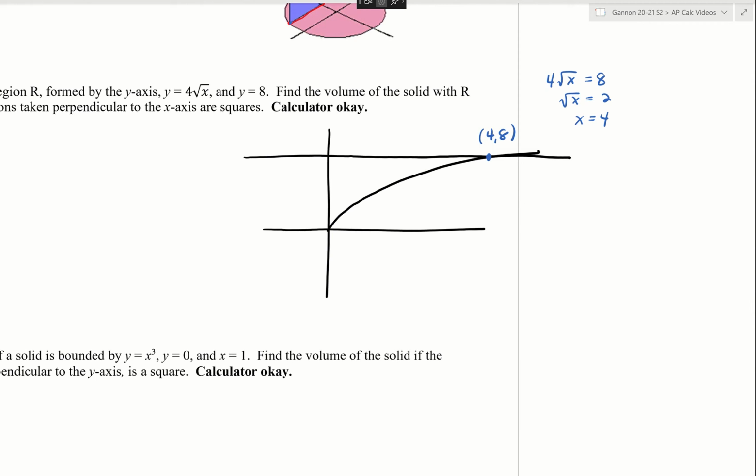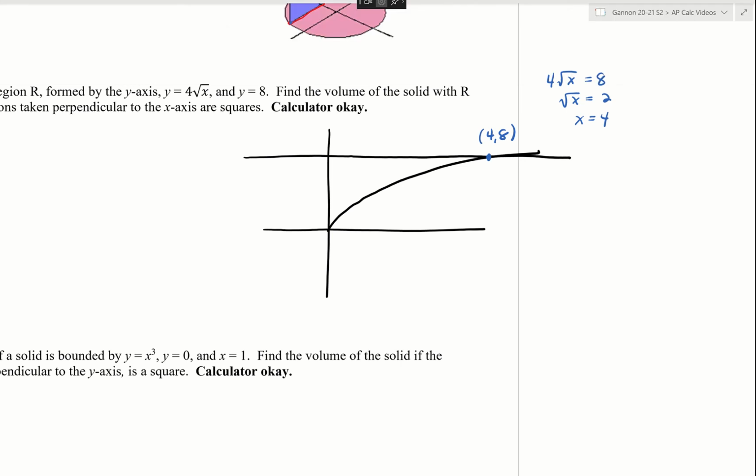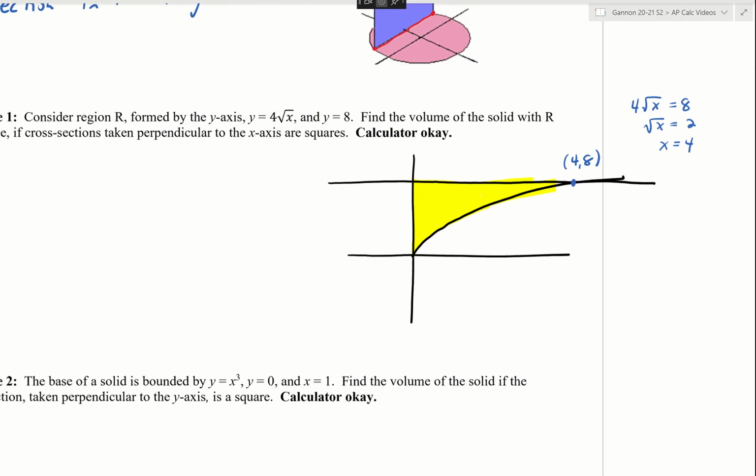Now, it did say that the region was bounded by the y-axis as well. So the shaded region that we are referring to is this shape here. All right, so that's that shaded region. That's the R value that the question is talking about. Now the volume that we are looking for is for the solid if the cross sections are perpendicular to the x-axis and they are squares.